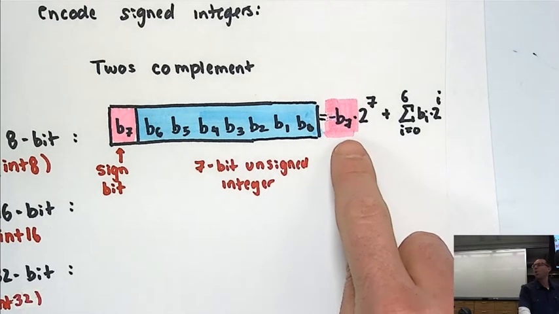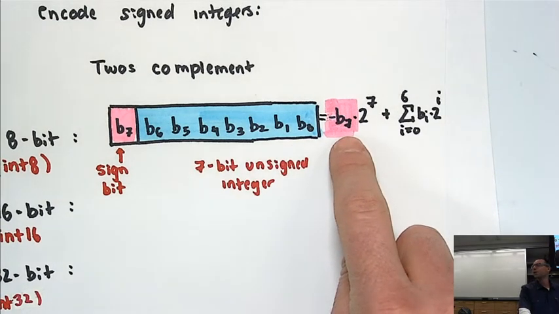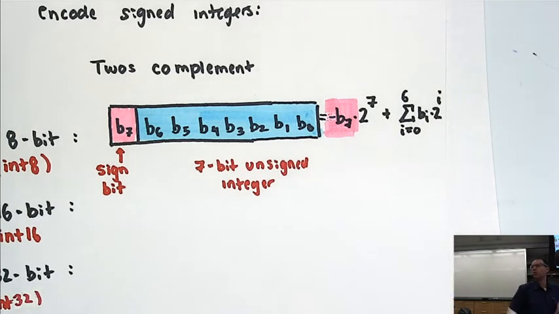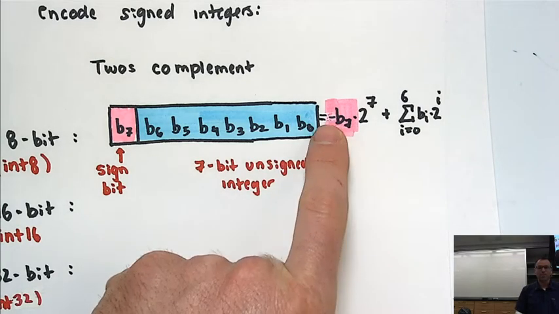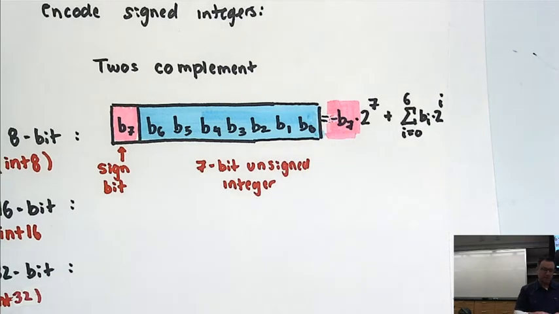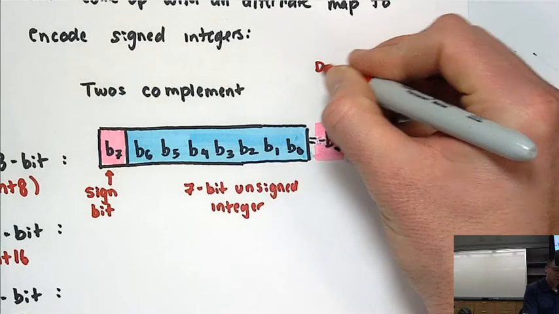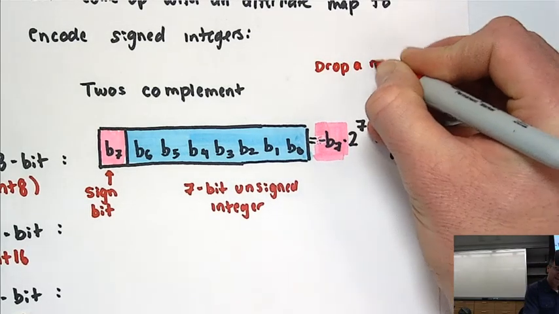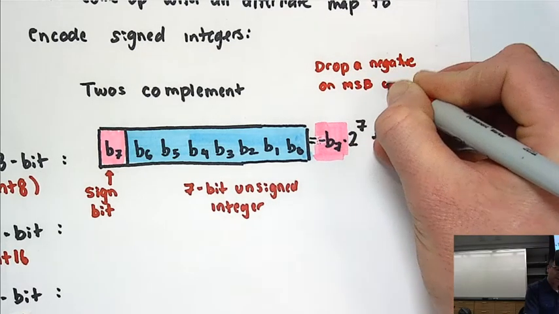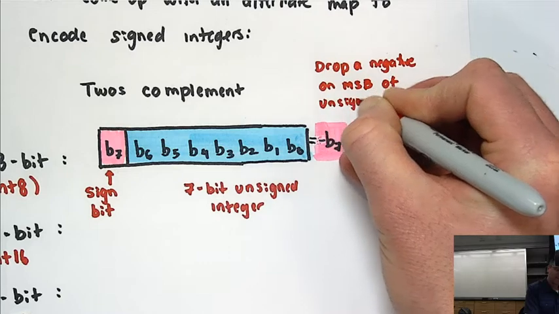What's the only thing we have to remember from 2's complement? If we get the unsigned stuff, we get 2's complement for free, as long as we remember that 2's complement is for sign. What's the only thing different about a 2's complement versus an unsigned integer? Yep, just drop a negative on the most significant bit of the unsigned map.